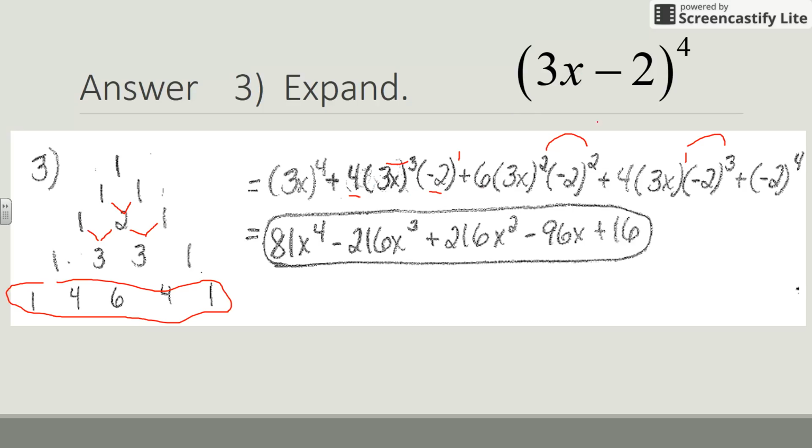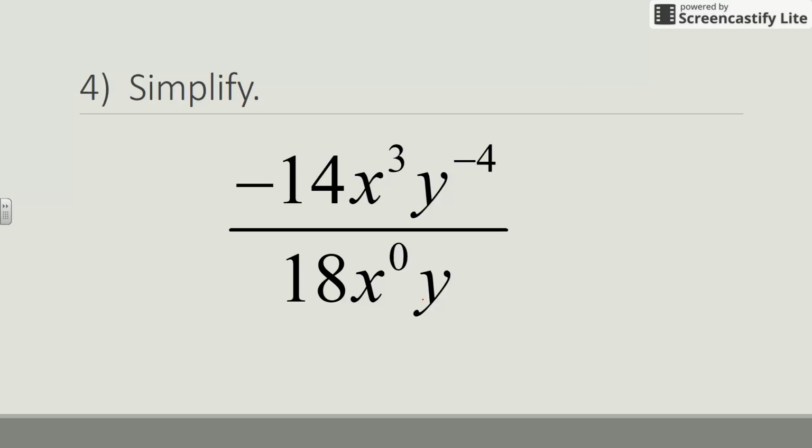So a couple things to pay attention to. If there's a negative here, they're going to alternate between positive and negative. Simple rules. I would make everything positive before I start.